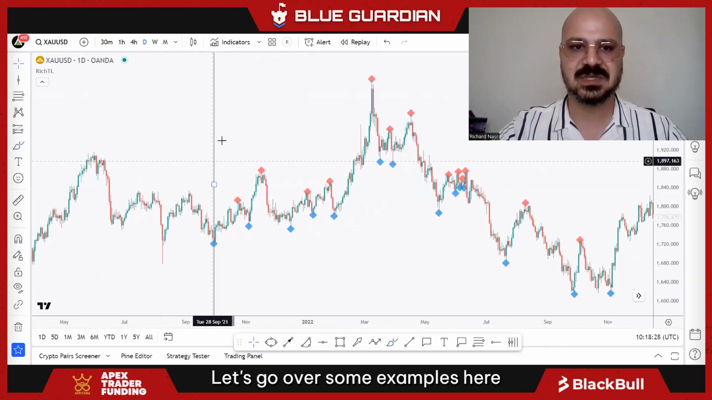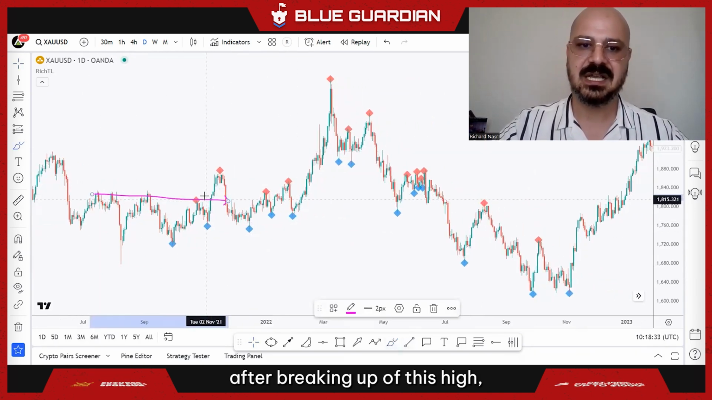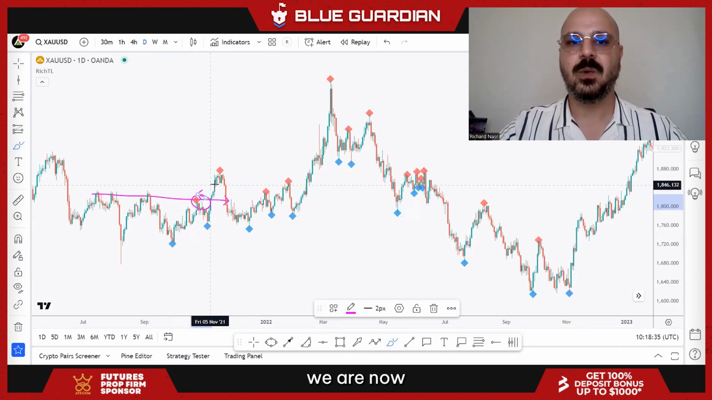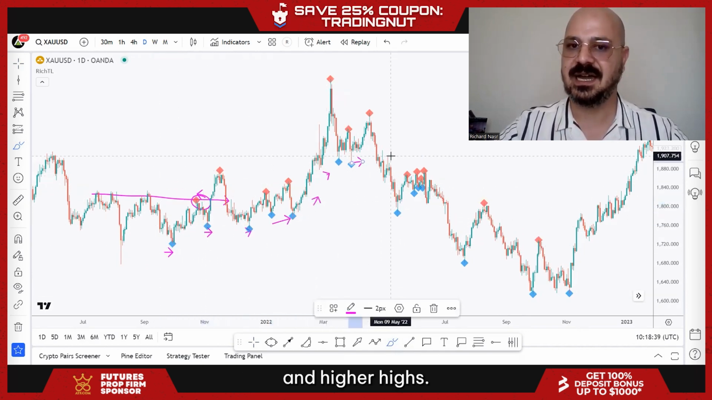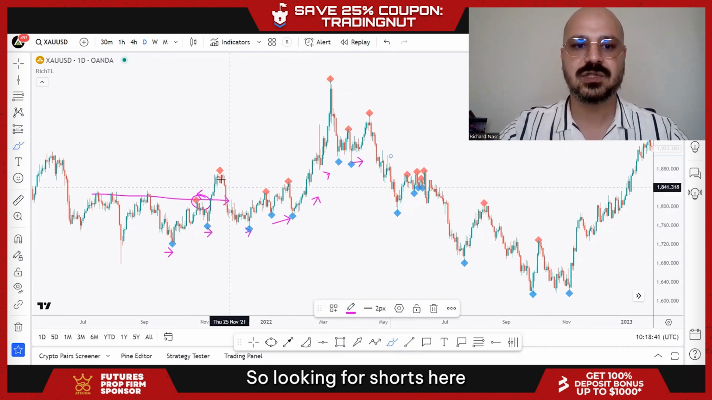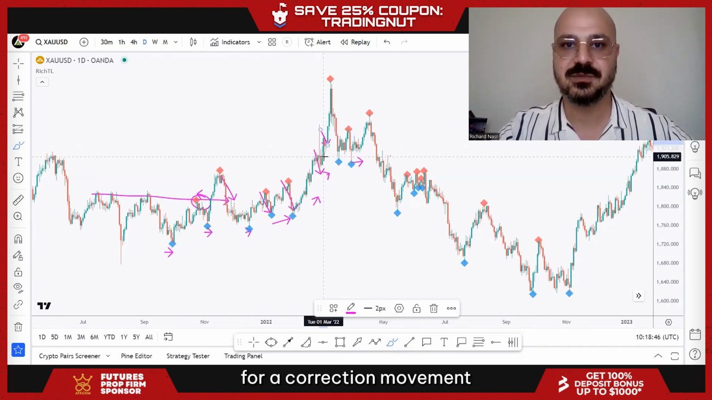Let's go over some examples here, and you can clearly notice that after breaking above this high, which is the previous major high, we are now bullish, and price started to make higher lows and higher highs. So looking for shorts here wouldn't be a wise decision because you will be looking for a correction movement.